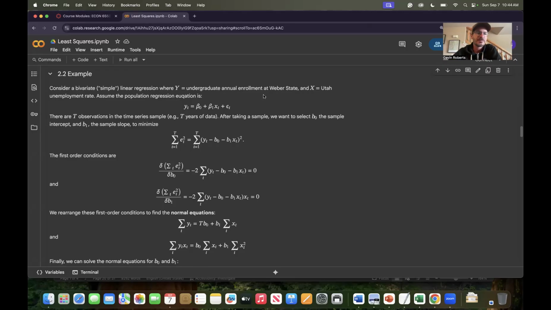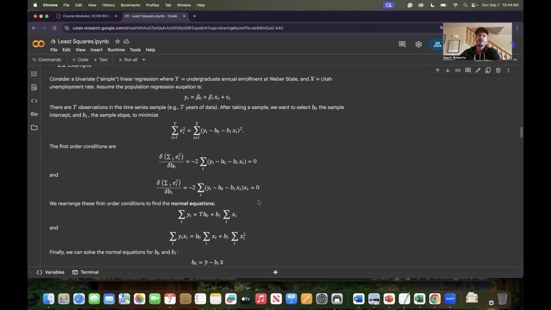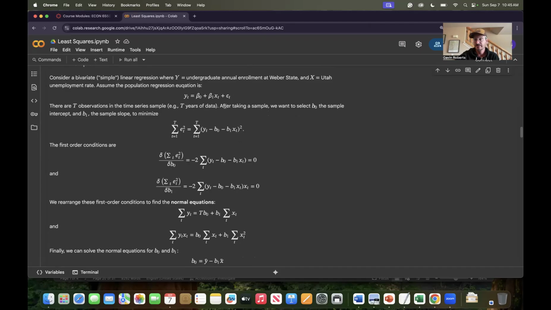So now let's consider the bivariate, so two variables, one dependent, one independent, simple linear regression model. So let's have Y be undergraduate enrollment at Weber State and X be the Utah unemployment rate. And assume that the population regression equation looks like this. So I'm not writing that in matrix form this time. I'm writing it in individual observation, arbitrary observation form. And I'm looking at this thinking this is time series data. I'm also thinking equation is spelled wrong right here.